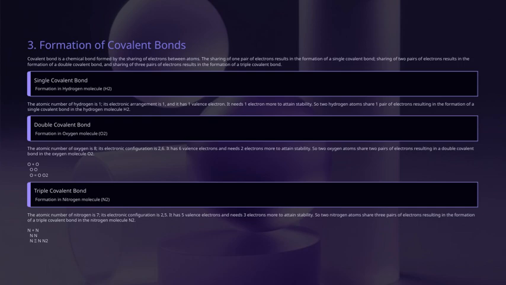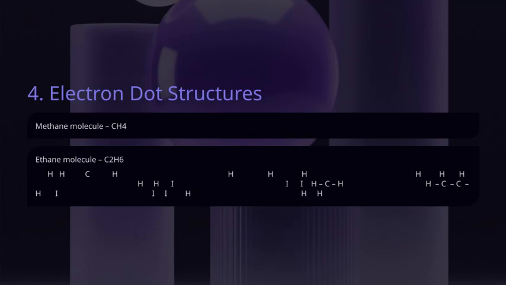Overall, covalent bonds are all about sharing electrons between atoms. Sharing 1 pair of electrons creates a single covalent bond, sharing 2 pairs forms a double bond, and sharing 3 pairs results in a triple bond. This sharing process is fundamental to how atoms come together to form molecules, which is a key theme in understanding chemical interactions. Now let's take a closer look at the electron dot structures for these molecules.